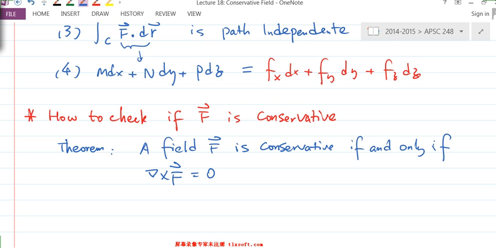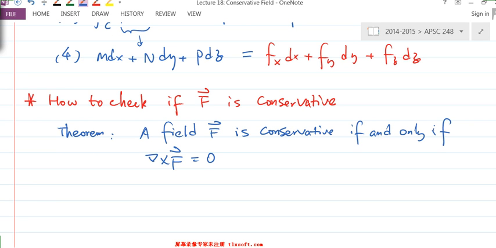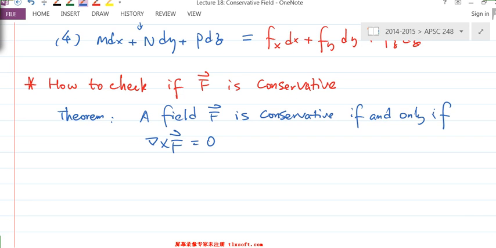And I'll provide you a short proof of it here shortly, or maybe just a description of the proof. But the proof is not important. It's more of applying this thing here. But first of all, let's see what del cross f is in terms of the operation. How do I calculate this del cross f first?